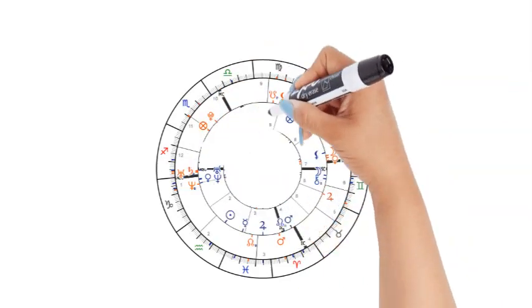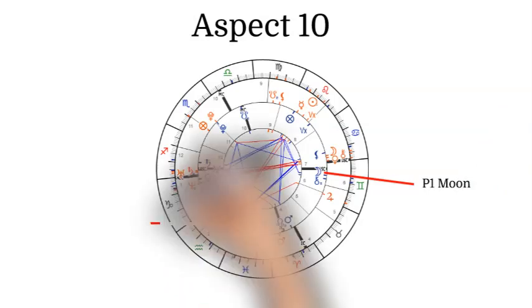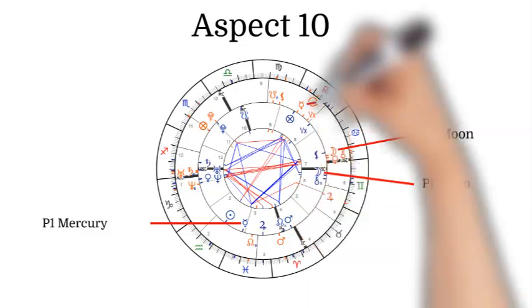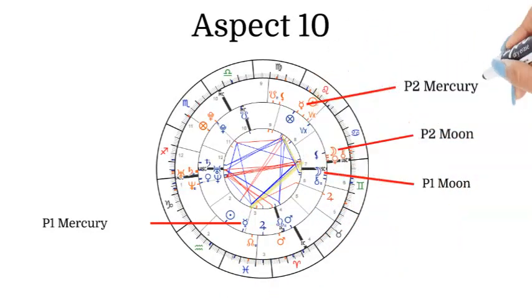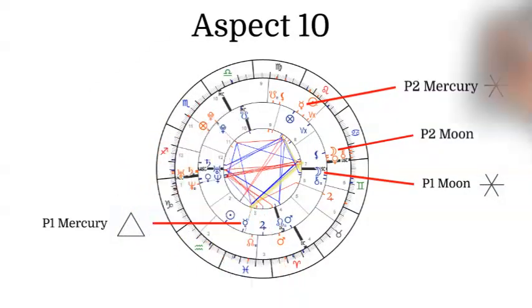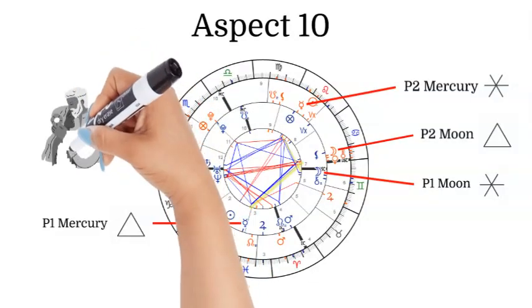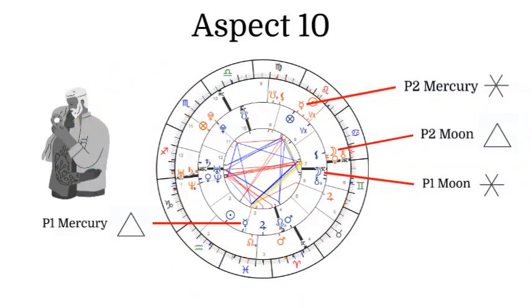Aspect number 10. Person 1's Moon forms a sextile aspect with Person 2's Mercury, and Person 2's Moon forms a trine with Person 1's Mercury. This beneficial aspect going both ways shows that both people in the connection feel safe and able to express their emotions clearly and easily. The Moon represents emotions and Mercury represents logic, so this aspect signifies that these two people would have very balanced conversations. They are a firm foundation for the other, a shoulder to lean on, and an ear that will listen. This aspect will help them to always be their true selves around each other and to gain confidence in expressing it.